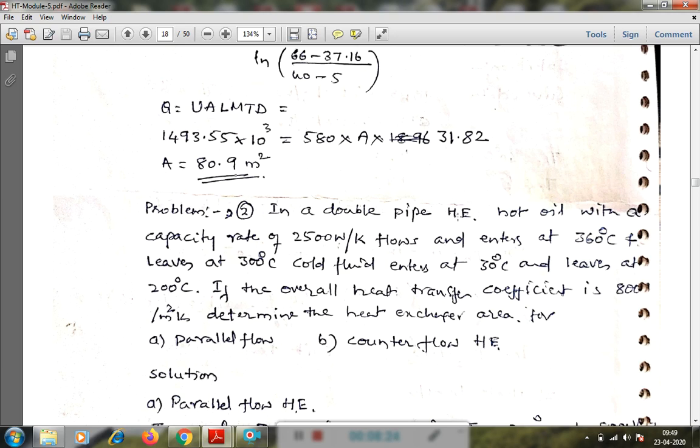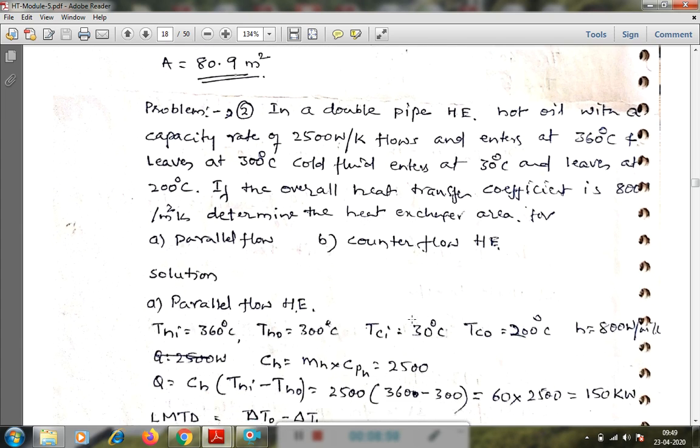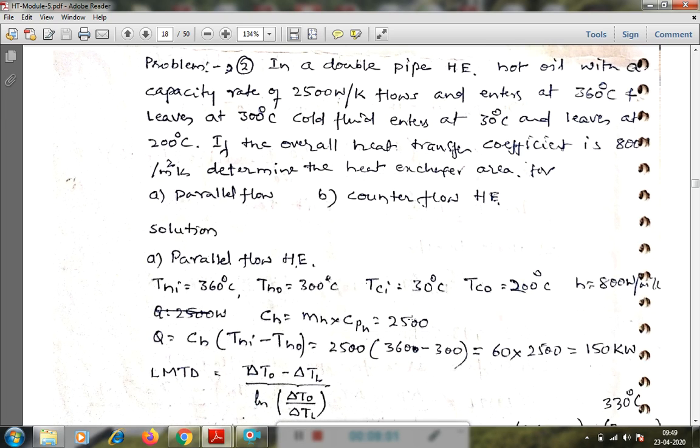In a double pipe heat exchanger, hot oil with a capacity rate of 2500 watt per Kelvin enters at 360 degrees Celsius and leaves at 300 degrees Celsius. Cold fluid enters at 30 degrees Celsius and leaves at 200 degrees Celsius. If the overall heat transfer coefficient is 800 watt per meter square Kelvin, determine the heat exchanger area for parallel flow and counterflow heat exchanger. This is also a similar numerical. We have to find out the area of the heat exchanger for the parallel and counterflow heat exchanger.